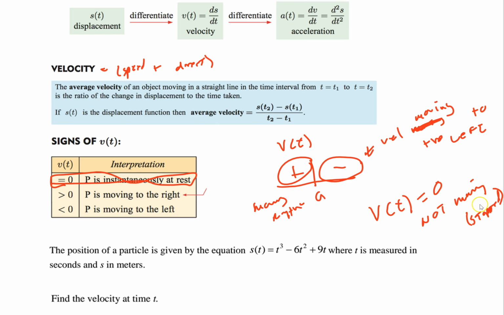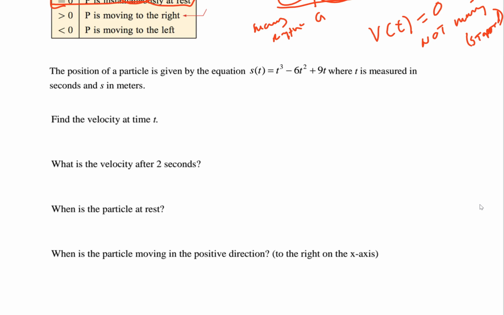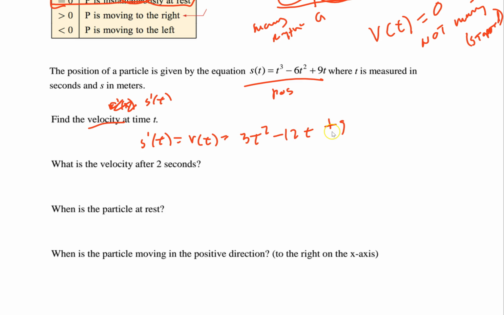Okay, let's do a couple examples that deal just with that. So find the position of the particle given. Notice how they give us the position function, and what they want us to do is find the velocity. Well, that's the first derivative. So take the derivative of that. In this case I should say s of t. So s prime of t, also known as the velocity function, is the derivative of that, which is 3t squared minus 12t plus 9.